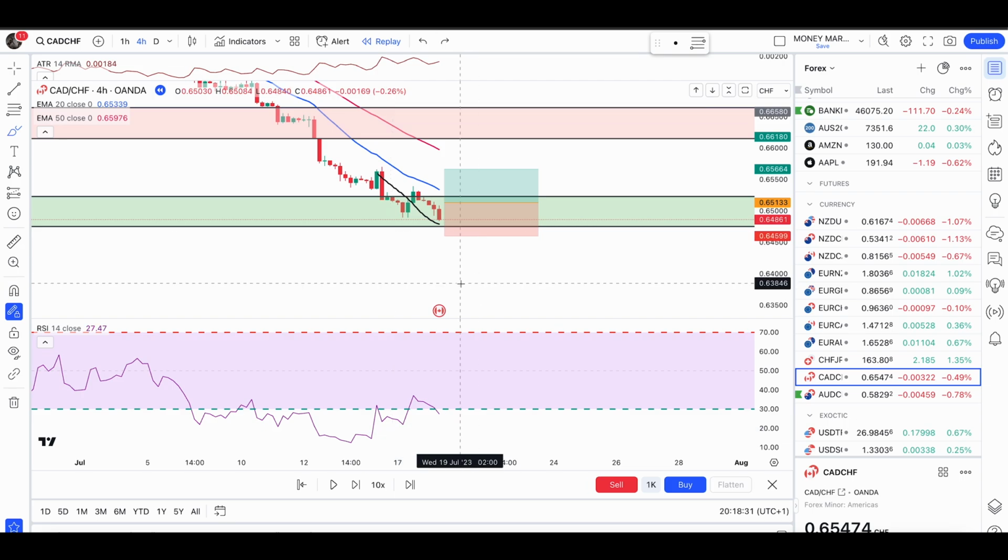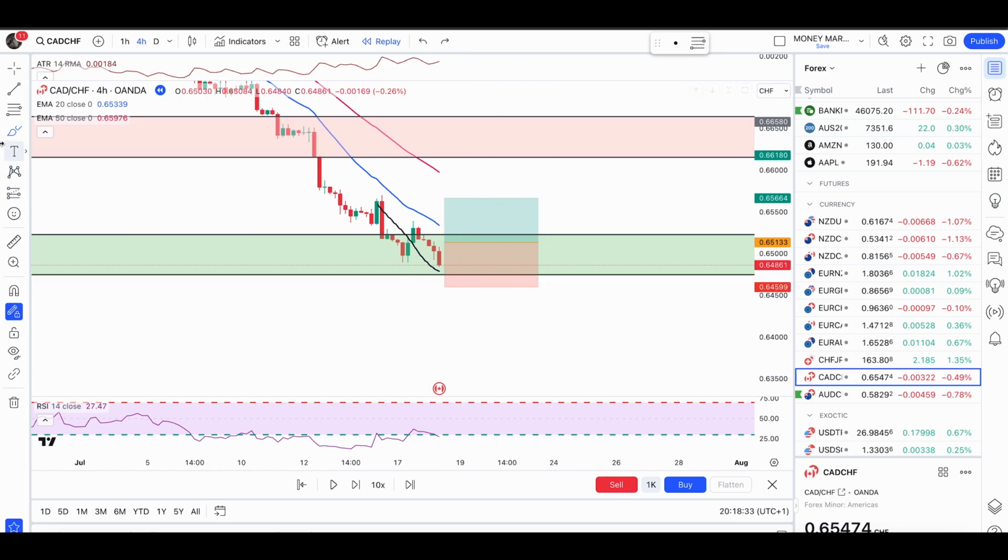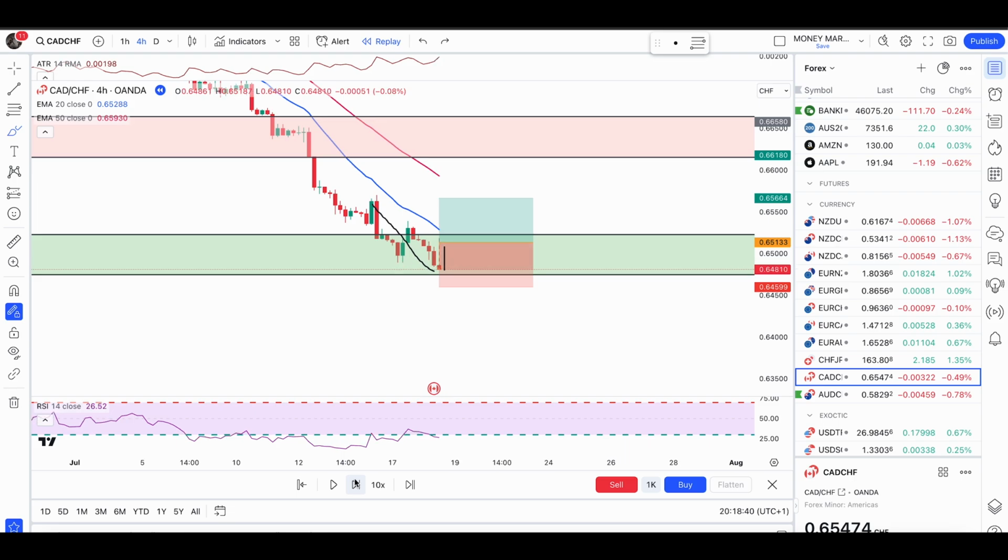What is the technical factor number 3? The technical factor number 3 is I want to see some sort of bullish condition. And what is that? It is one of my bullish conditions. Right here, we have this bullish engulfing pattern. So all 3 technical factors have met my criteria to enter this trade.